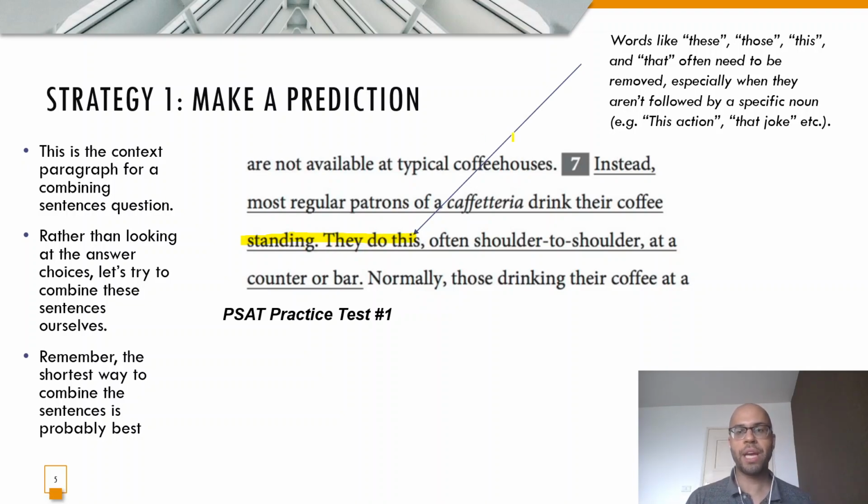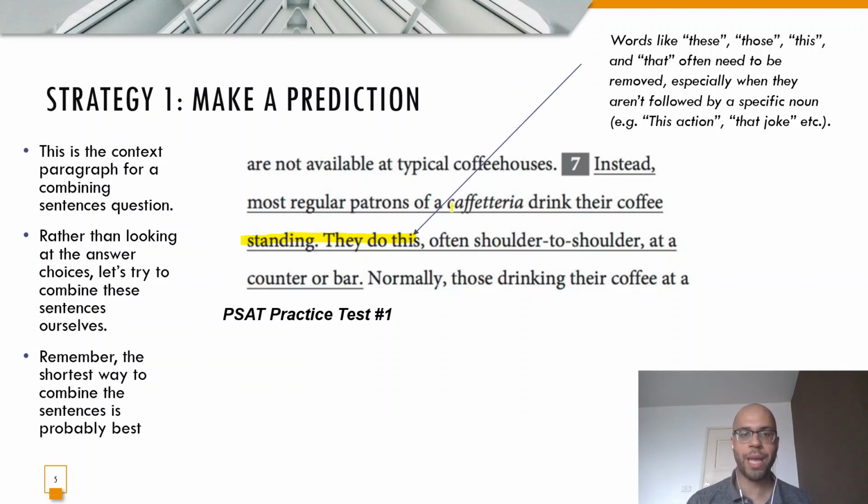So our big goal, if we're going to combine these two sentences, is to get rid of these kind of vague words like this and that, that don't specifically refer back to a noun, don't specifically refer back to an actual thing. So, all right, that being said, how could we link this up? Let's just think about it.